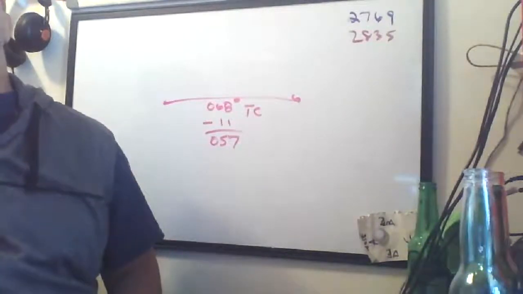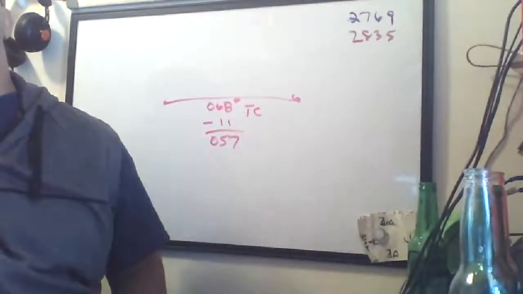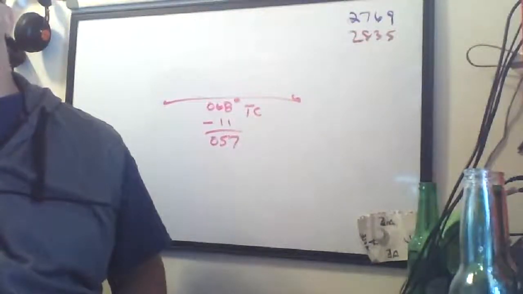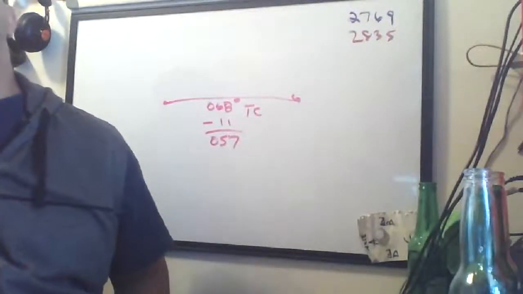So here you have 20 East. 15 East, 10 East, 5 East, 0, 5 West. So this is where we start adding on this side of the United States. 10 West, 15 degrees West, and 20 degrees West.